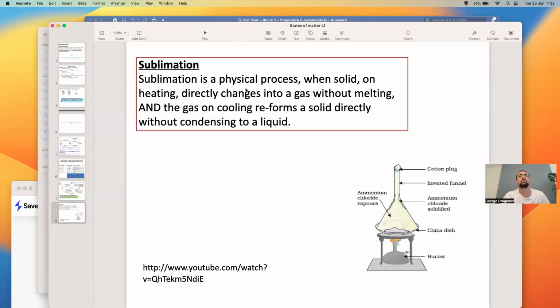Just to show you sublimation: it's a physical process when a solid directly changes to a gas, or when a gas cools to reform the solid. Your teacher may demonstrate this using ammonium chloride vapors, because ammonium chloride breaks into ammonia and hydrogen chloride, and then it reforms at the top as they cool down again. You will see this in the reversible reactions topic and when we do diffusion. More likely, they might show you the sublimation of iodine from a dark gray solid to a purple vapor. That's the end of the first lesson on states of matter.